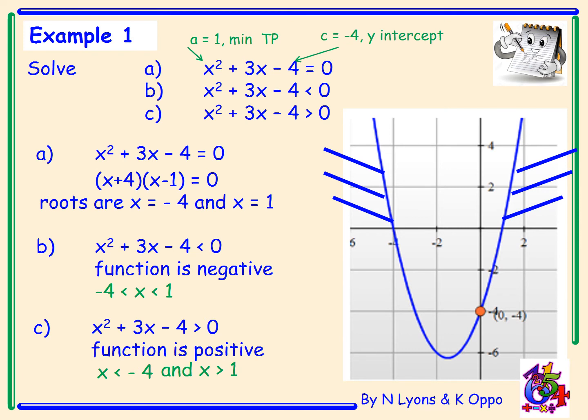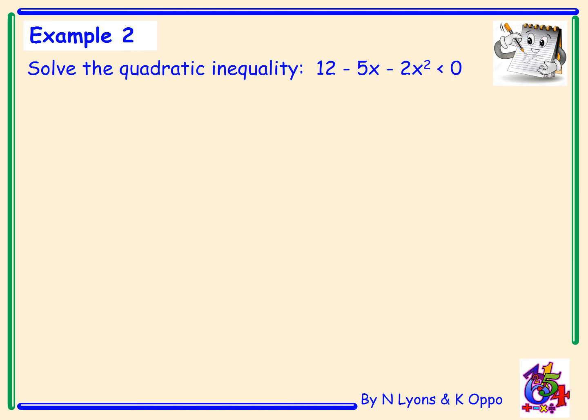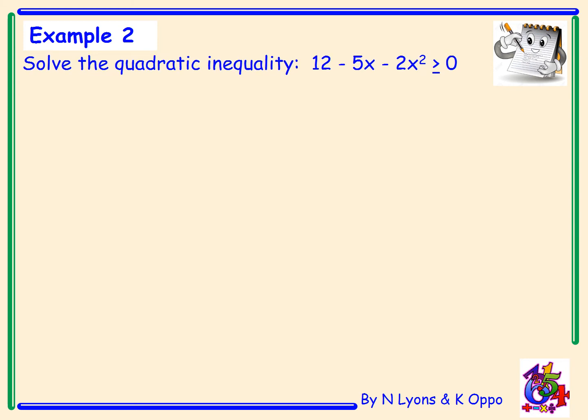Right, time for another example then. Example 2. Solve the quadratic inequality 12 minus 5x minus 2x squared less than 0. So suddenly we've jumped up here and it's getting a lot harder. This is a higher level. So start off with 12 minus 5x minus 2x squared equals 0. We're going to solve it and sketch it to help us solve this problem.